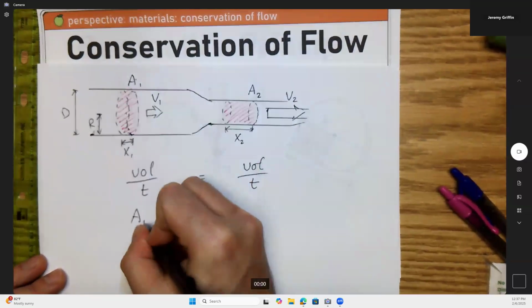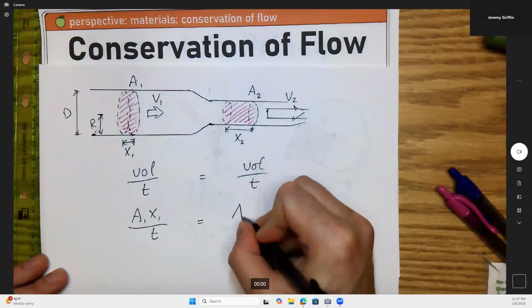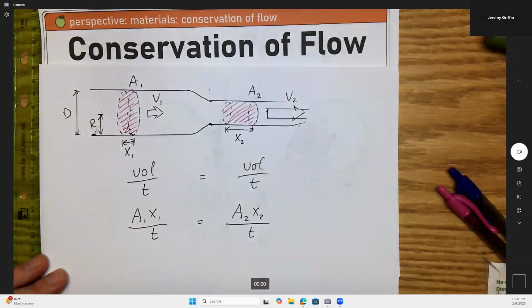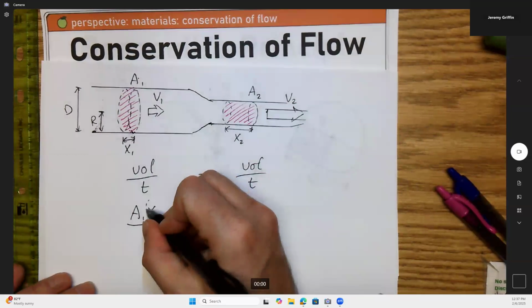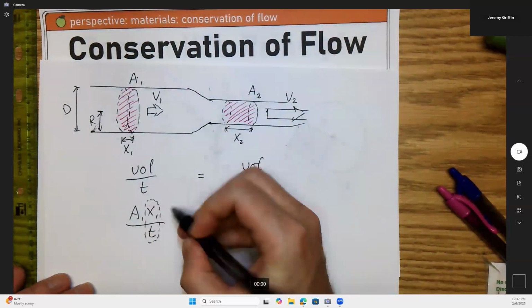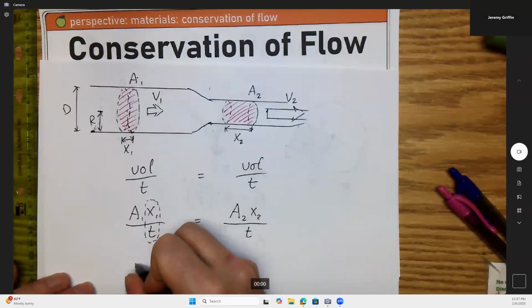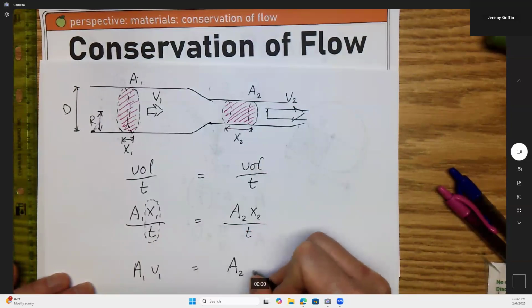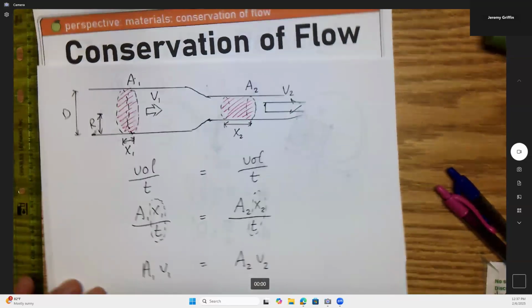So the area 1, x1, all in some time because it's flowing, equals, and then over here I got a different area and a different x over time. Is that okay so far? Everything I wrote follows. Now, what is distance over time called in physics? Velocity. So area 1 velocity 1 equals area 2 velocity 2, because this is a velocity 2 over here, isn't it?